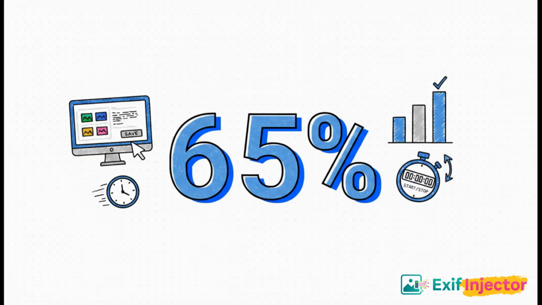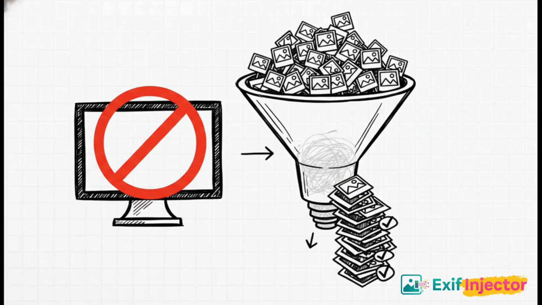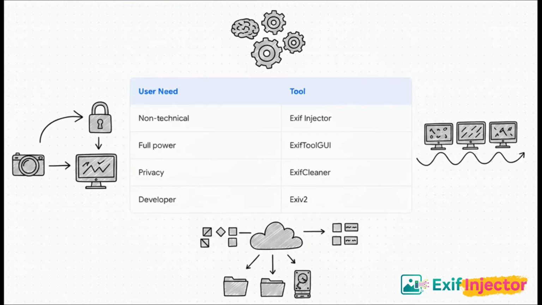Get this, switching to a visual bulk editor literally slashes processing time by a whopping 65%. You can process 500 images instantly, edit multiple formats, and even generate AI alt text. No terminal needed. Ultimately, it's like a puzzle. Just match your specific workflow needs to the right software right here.